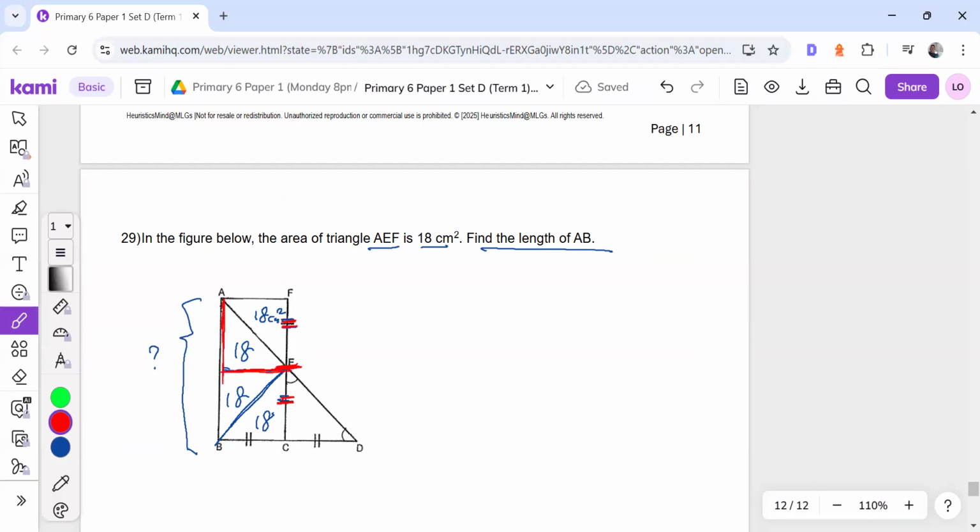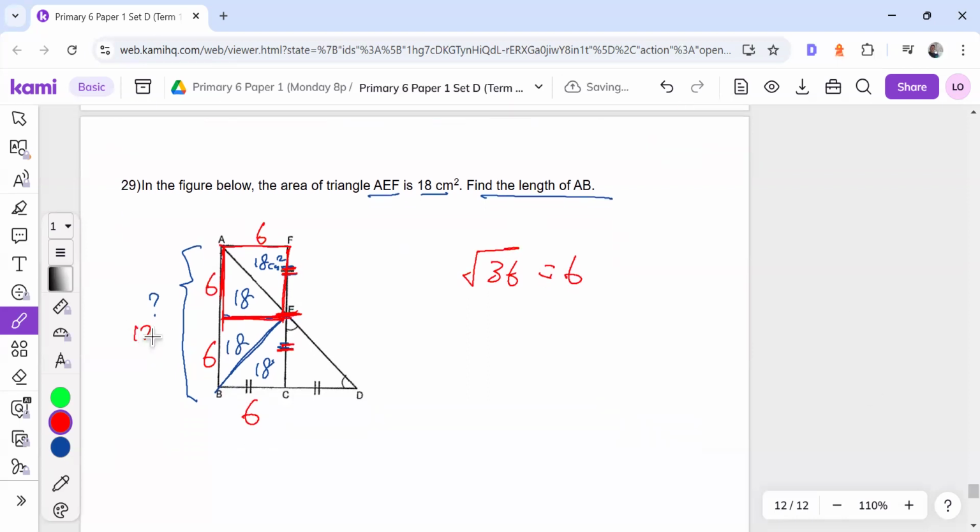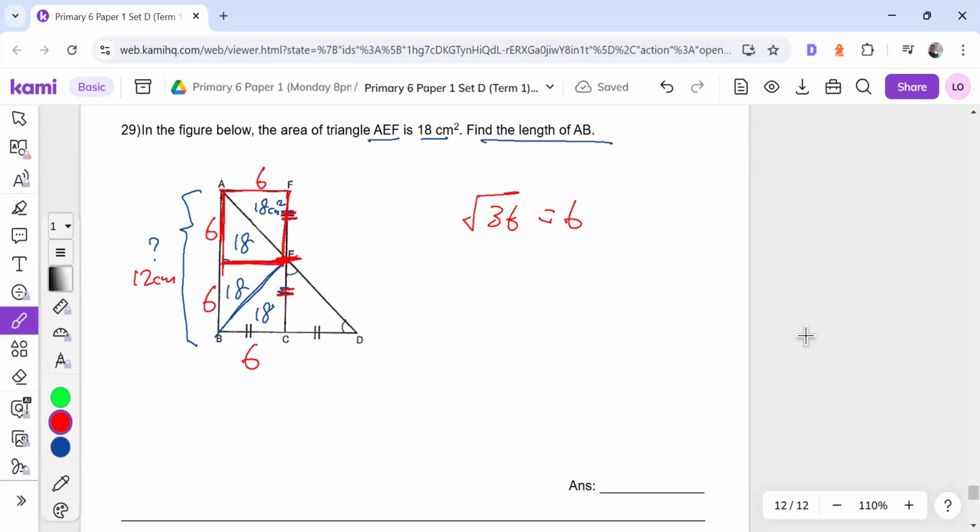The area of one square is 36. 18 plus 18, 36. So how do you find one side of the square? Square root. 6 times 6 is 36. And then the other square is identical, same, so 6 times 6 also. And then what's the length of AB? 6 plus 6. That will give you the length of AB, which is 12 cm.